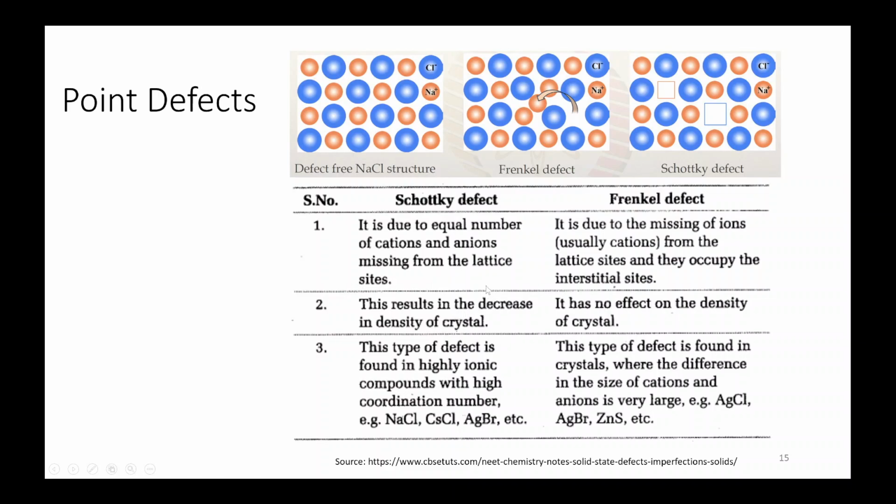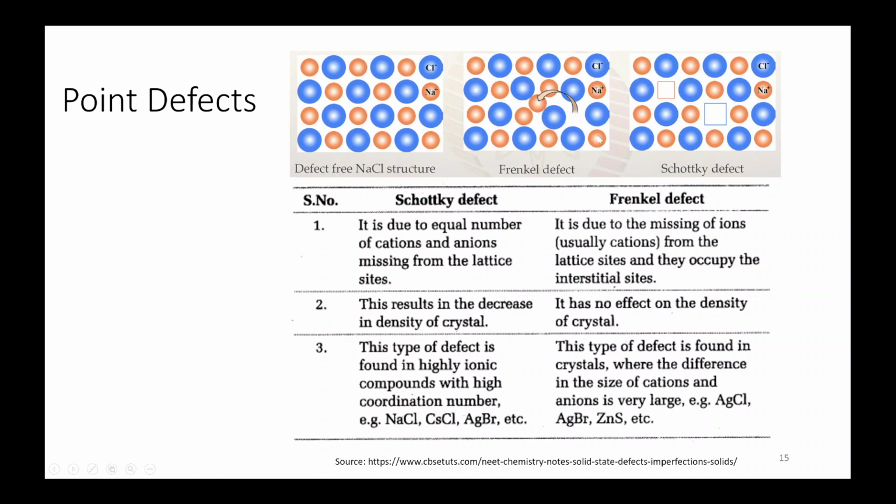Now various questions are asked on Schottky and Frenkel defects as well. These are defects that are found in ionic solids. For example, here in NaCl, it is shown that if one cation and one anion are missing, it is a pair of vacancies. A pair of cation and anion vacancies will be your Schottky defect. In case of Frenkel, you will see some cation missing from its original site and it will be found in an interstitial site.